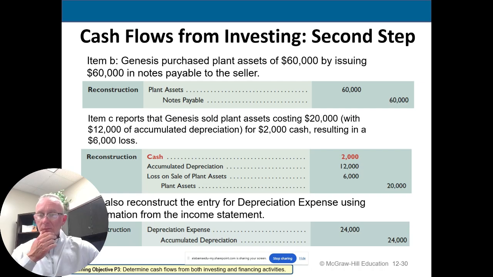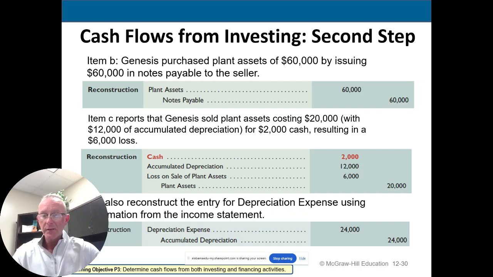All right. Item C reports that Genesis sold plant assets costing 20,000 with 12,000 in accumulated depreciation for 2,000 cash, resulting in a loss. Net book value is 8, 20 minus 12. So I know I'm going to have a loss because I only got $2,000 for it. We take this off. That's where I got my loss from.